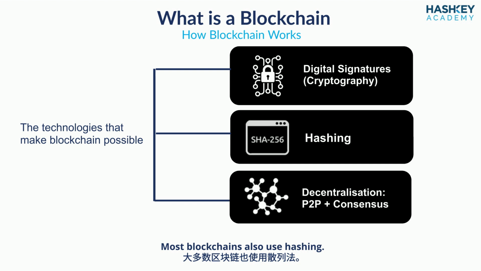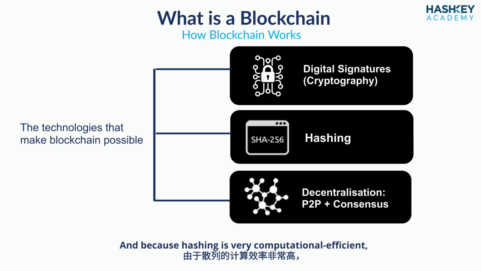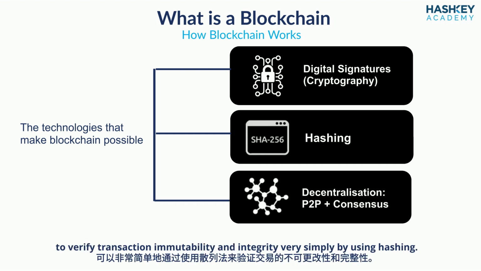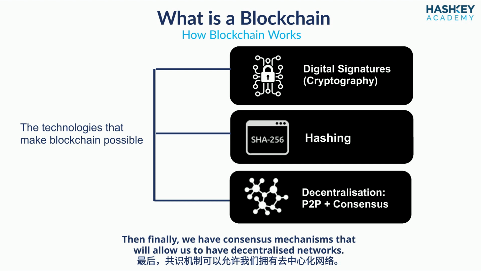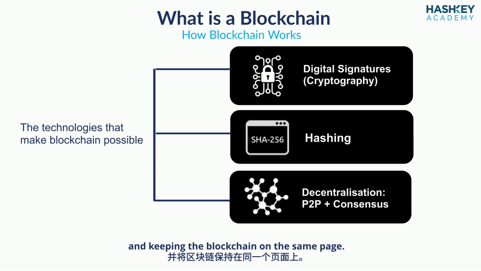Most blockchains also use hashing. Hashing is used to create fingerprints that represent transactions and represent blocks of data. And because hashing is very computationally efficient, it's possible for computers, miners, validators, nodes, and so on to verify the transaction immutability and integrity very simply by using hashing. Then finally, we have consensus mechanisms that will allow us to have decentralized networks, and it will allow all the nodes or miners or validators in a blockchain to agree on the data and keep the blockchain on the same page.